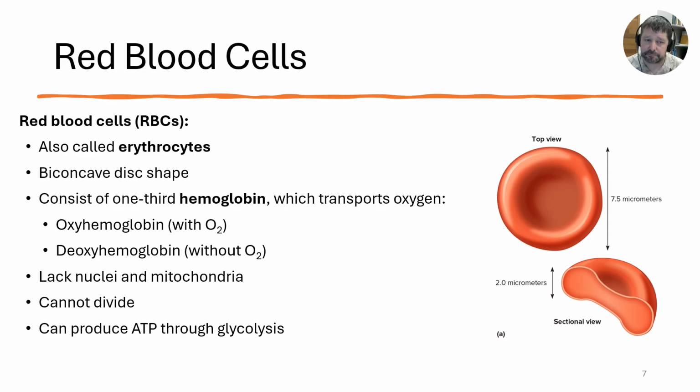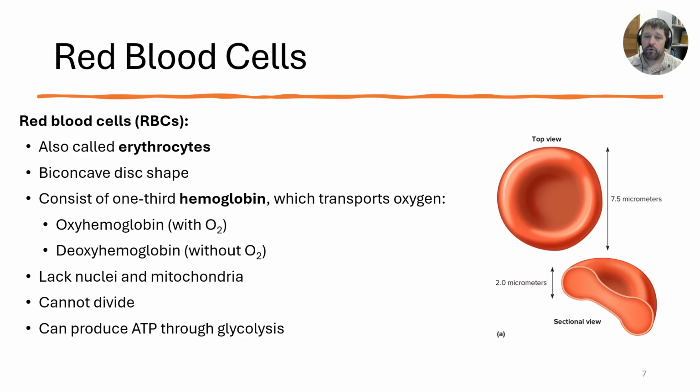But at any rate, they can't divide, so they can't copy themselves. So when they die or get old, they are decomposed and new ones have to be generated from the bone marrow. Now, on a side note, real quick, it's often thought that the reason for no nuclei and mitochondria in red blood cells is that it allows more hemoglobin to be stuck in a red blood cell. More hemoglobin means more oxygen transport.